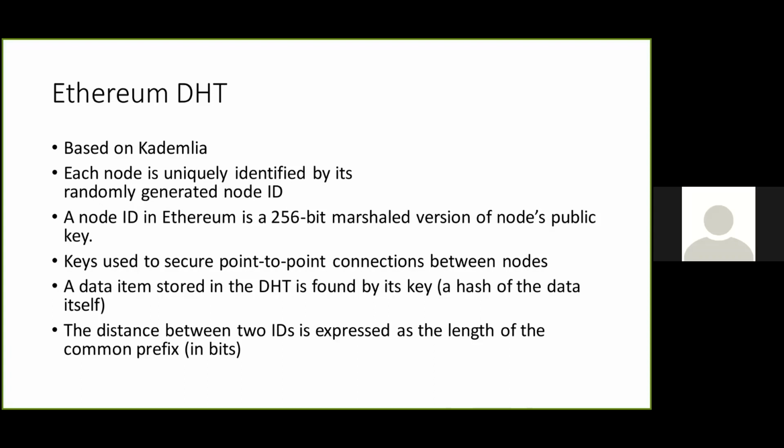And then for the distance, well, in the DHT we organize nodes in a kind of a ring, and then the distance between two IDs, regardless if it's a node or a data, is expressed as the length of the common prefix of their IDs, as expressed in bits.